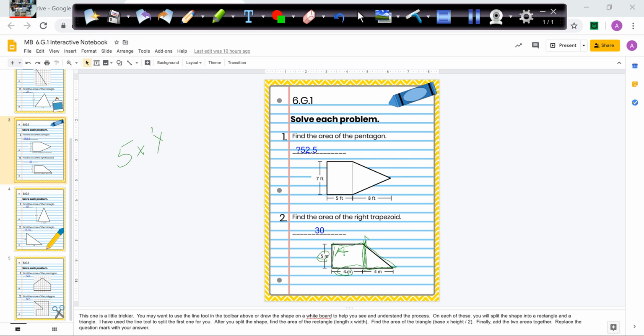I cannot make a 4 on here, can I? 5 times 4 is 20. Okay, so 5 times 4 is 20. The area of this rectangle is 20.